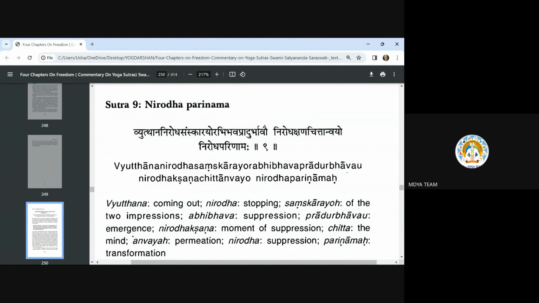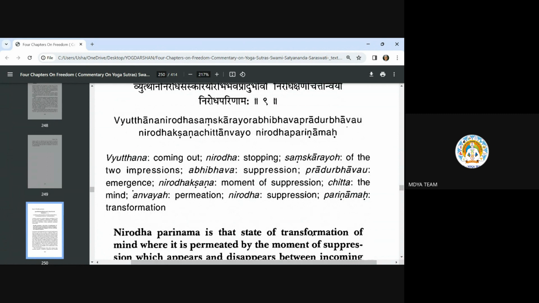Okay, so when the nirodha samskaras keep happening, the moment when the person experiences the nirodha samskara is called nirodha kshana chittanvaya. When that nirodha experience is there in the mind, that kshana is supposed to be pondered upon, carefully observed, so that it becomes an impression in the mind, and that particular nirodha samskara is imprinted. We know that every samskara is an imprint in the mind. When that experience is imprinted in the mind in the form of samskara, that samskara will lead into transformation. That transformation is called nirodha parinama.